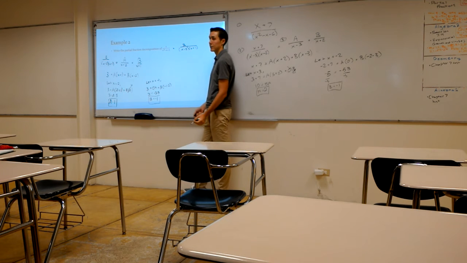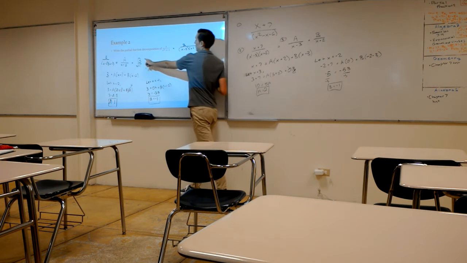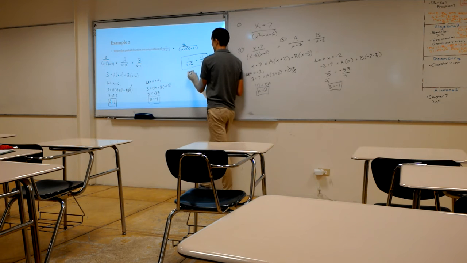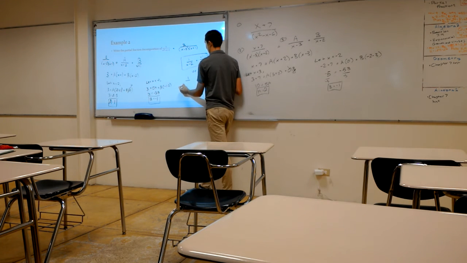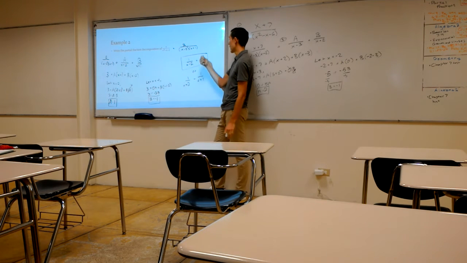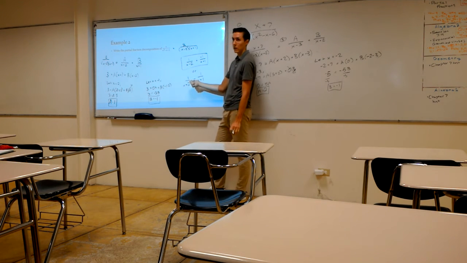Now for our final answer, we put it together: 1 over x minus 2 plus -1 over x plus 1. What it can be is this: I can take that negative and just say minus that. That's a nicer way to put it.